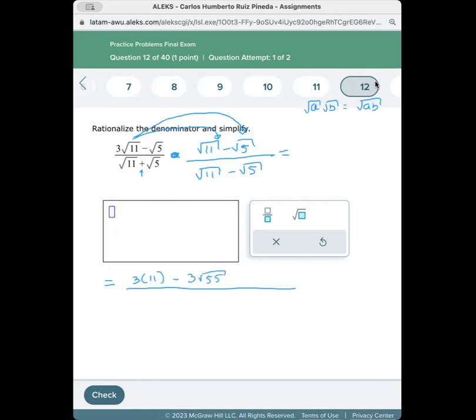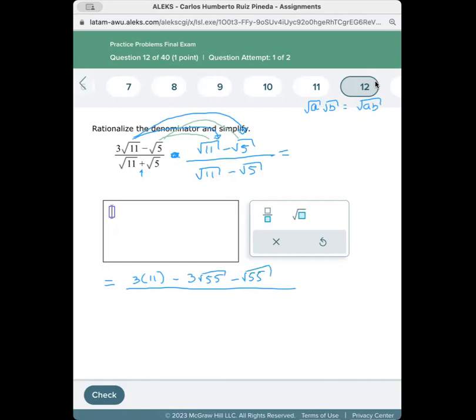And then we need to multiply. I'm going to change the color for this. We need to multiply this by this and also this by this. And then go back to blue. So we have negative square root of 55.